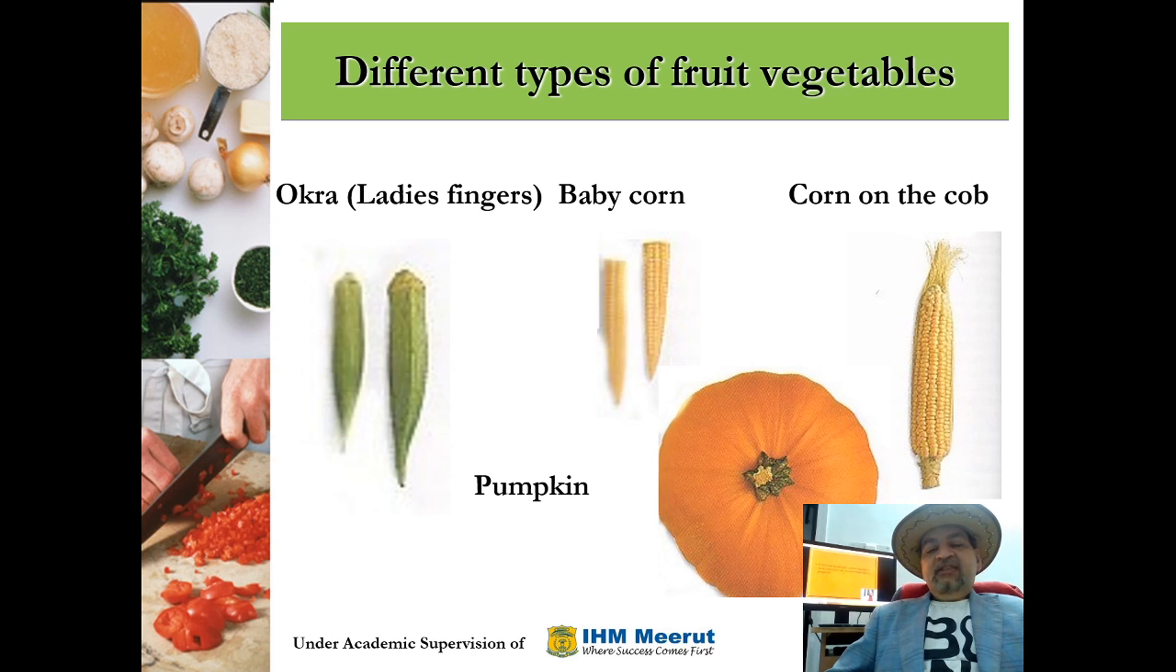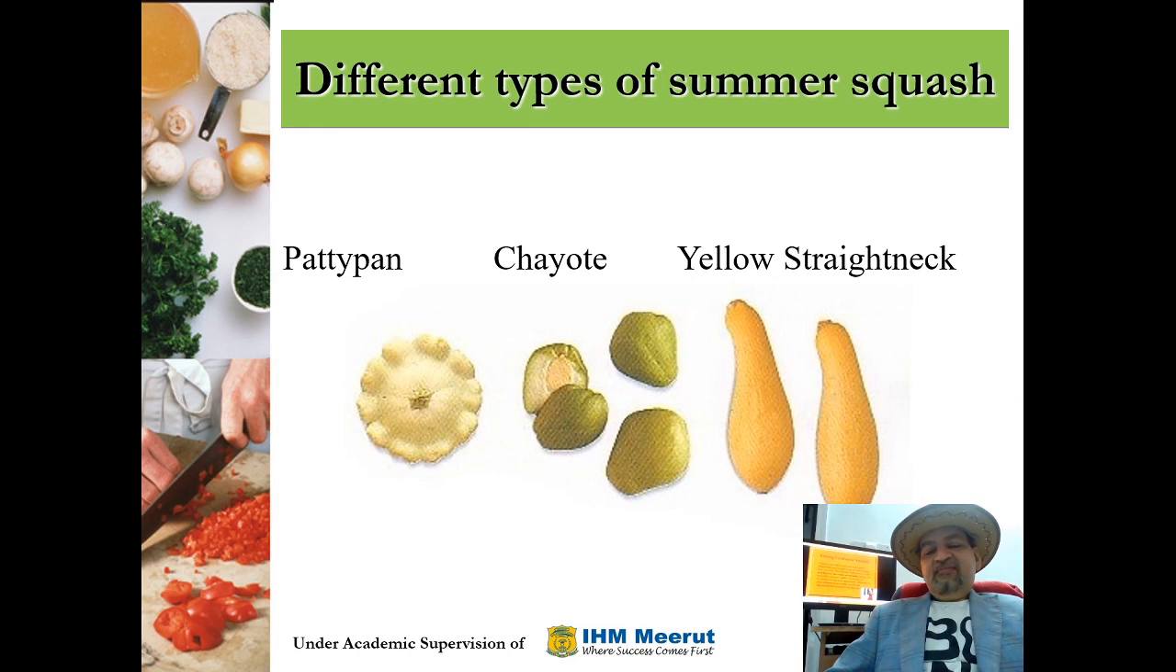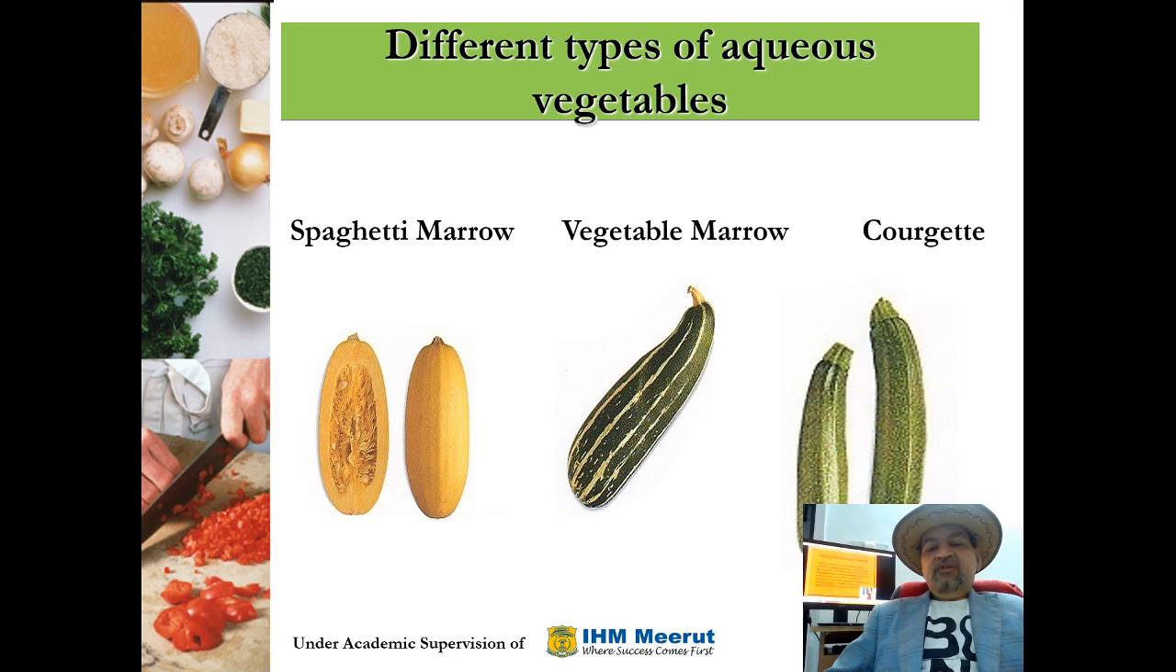Fruit vegetables. Now please understand, these are vegetables, but they come under the class of fruits. Winter squash. And there's summer squash also. Different aqueous vegetables, watery vegetables. So when we cook them, we don't have to put any water. They themselves have a lot of water content, moisture content, and so the minute we heat them, the minute we put a little salt on them, they release a lot of water.